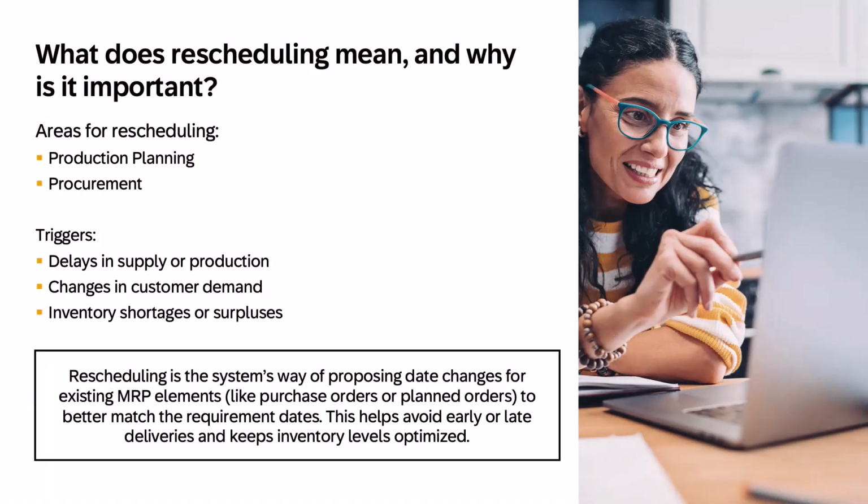Let's take a moment to understand what rescheduling is and why it's an essential part of effective supply chain management. Rescheduling is the system's way of proposing date changes for existing MRP elements, such as purchase orders or blend orders, to better align with actual requirement dates. This helps prevent early or late deliveries, ensures inventory levels remain optimized, and supports smoother operations and better customer service.